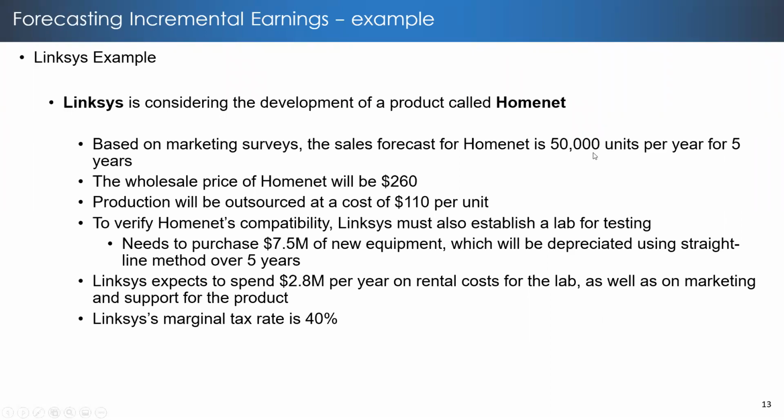Now let's take a look at an example, the Linksys example. This is a company called Linksys, and it's developing a product called HomeNet. This HomeNet is expected to sell 50,000 units per year for the next 5 years. The price of HomeNet will be $260 per piece, and the cost of goods sold will be $100 per unit.